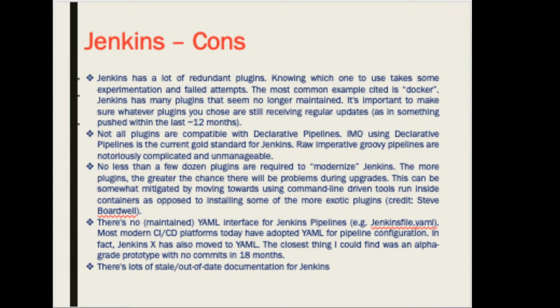So maybe a few dozen plugins are required to modernize Jenkins. The more plugins, the greater the chance there will be problems during upgrades. Then there is no properly maintained YAML interface for the Jenkins pipeline. And obviously there is a lot of stale or out of date documentation for Jenkins.